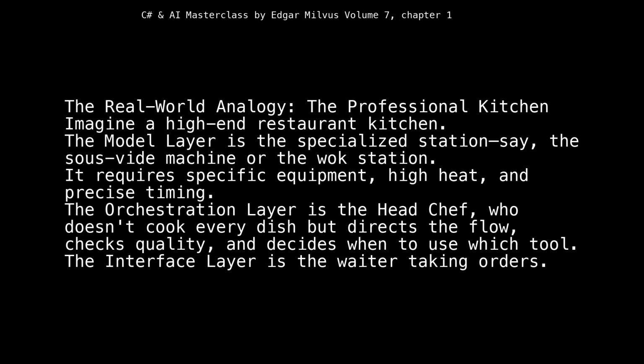Imagine a high-end restaurant kitchen. The model layer is the specialized station, say, the sous vide machine or the wok station. It requires specific equipment, high heat, and precise timing. The orchestration layer is the head chef, who doesn't cook every dish but directs the flow, checks quality, and decides when to use which tool. The interface layer is the waiter taking orders.